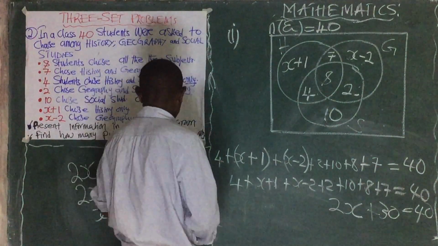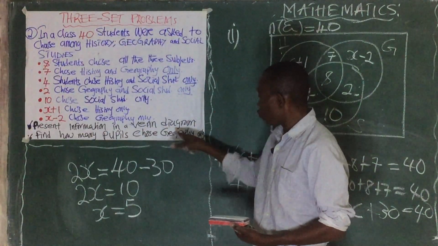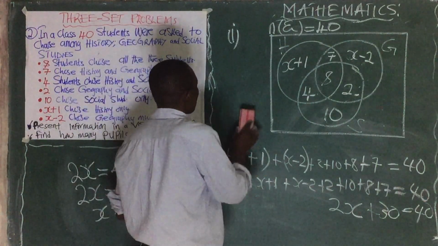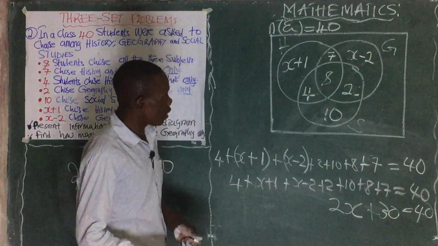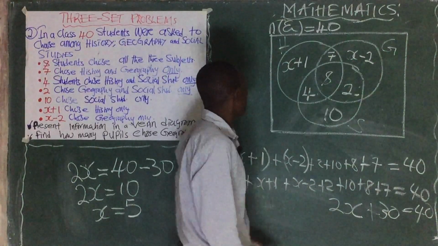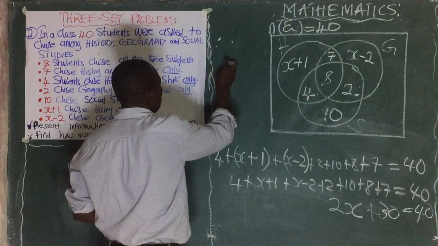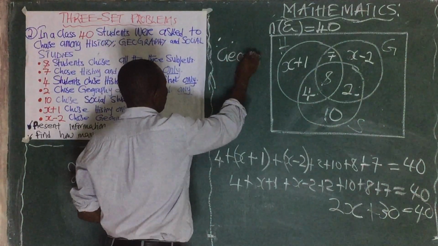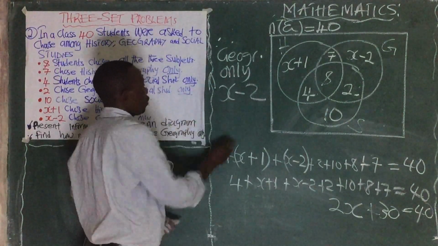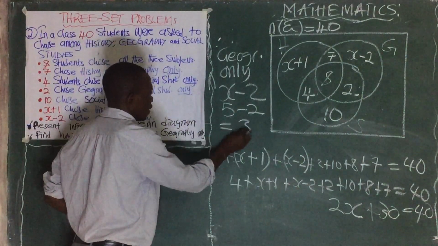Now lastly, in response to the question here, they say find how many pupils choose geography only. Then you go on the space that represents geography only. And this space here, you'll be able to see that it is this one here, where we have got the expression x minus 2. So you respond there to say, therefore, those who take geography only, you write that expression x minus 2. For the x, substitute 5, and you have got 5 minus 2, and the answer is 3.